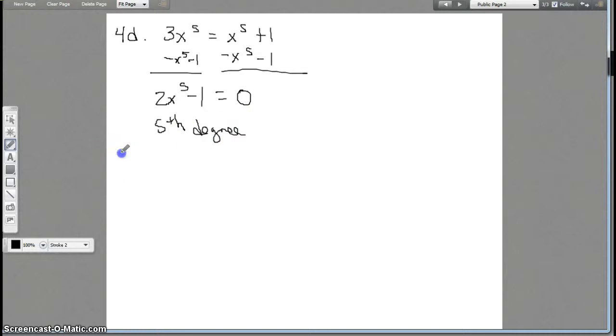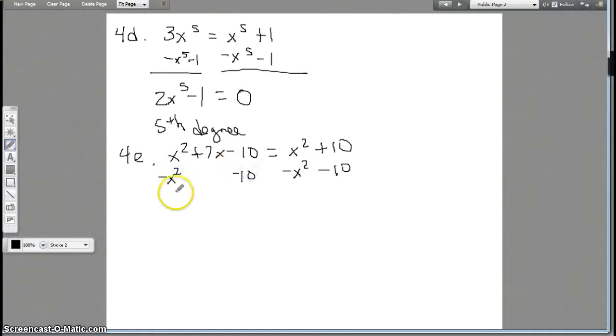Let's look at part E. So 4E. We have x squared plus 7x minus 10 is equal to x squared plus 10. So I want to get everything away from the right side. On the right side right now, I'm adding x squared and I'm adding 10. To undo that, I need to subtract x squared and I need to subtract 10. Whatever I do on the right side, I have to do on the left side because there's an equal sign. So I'm going to subtract x squared and I'm going to subtract 10.